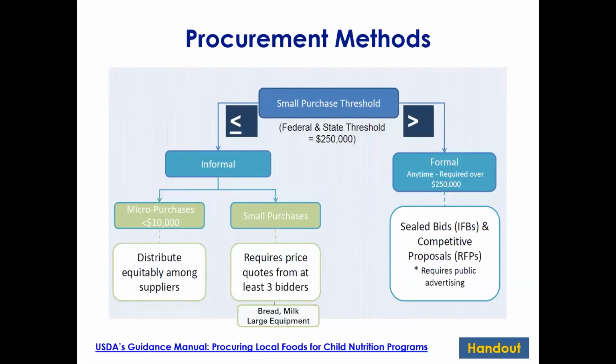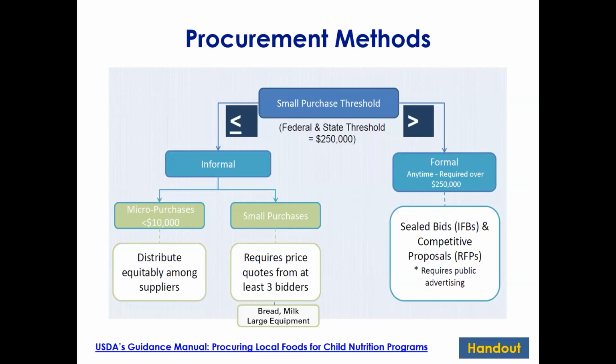If you made purchases greater than $250,000, now we have just a handful of schools in Nebraska that may do that. The formal procedures include getting sealed bids and competitive proposals, and those 2 items must be used.